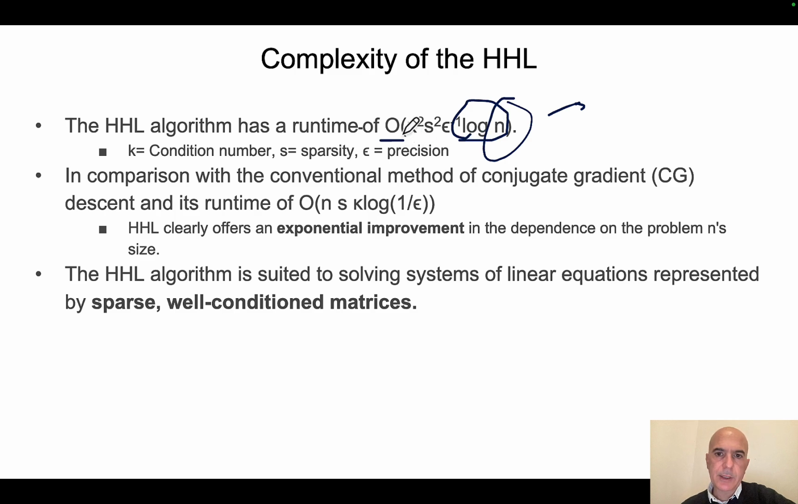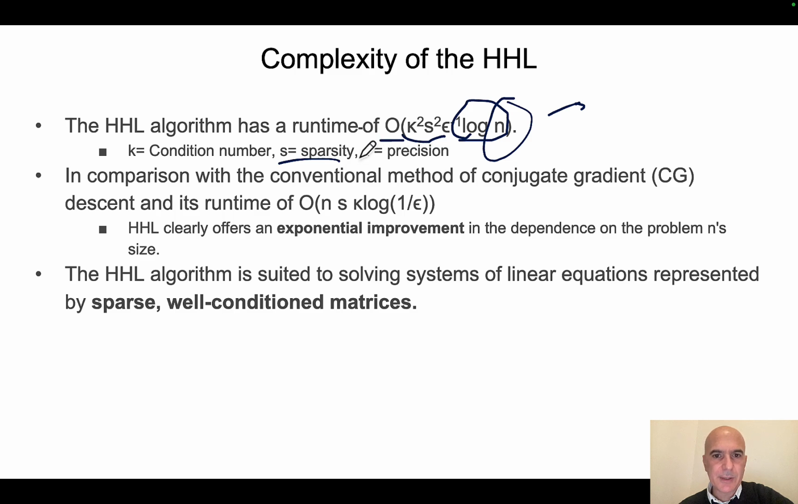There are the other three factors here. One is the condition number, that is defined as the largest eigenvalue of the matrix A over the smallest eigenvalue of the matrix A. And this is important for the convergence to the solution. We also have the sparsity, that is the number of zero elements. So the more elements are zero, the higher is the sparsity.